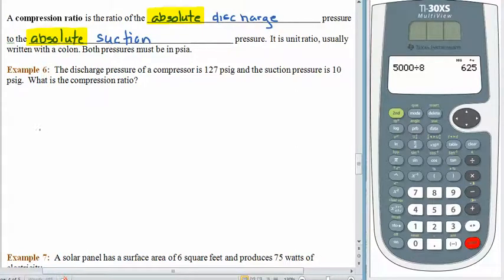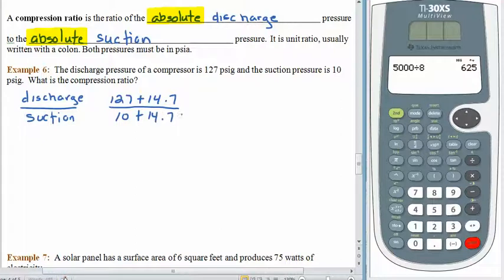Here's how it works. We want to compare discharge to suction, because that's the way the ratio is always written. We need absolute pressures. So let's see, the discharge pressure of a compressor is 127 psig. So to turn that into psia, you know that we have to add the 14.7, so we are including atmospheric pressure. We'll do the same thing down below. 10 psig turns into psia by adding that 14.7.